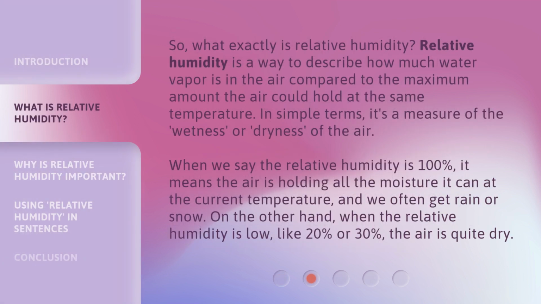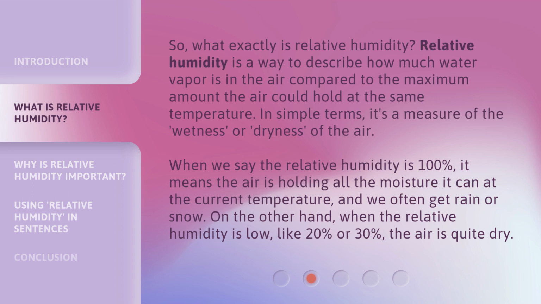So, what exactly is relative humidity? Relative humidity is a way to describe how much water vapor is in the air compared to the maximum amount the air could hold at the same temperature. In simple terms, it's a measure of the wetness, or dryness, of the air.